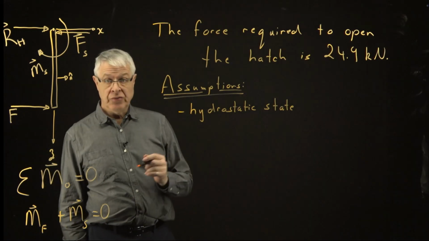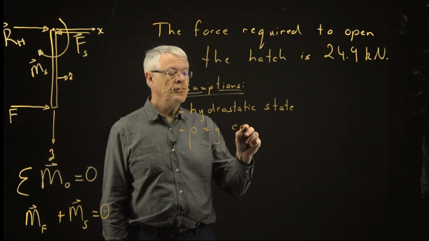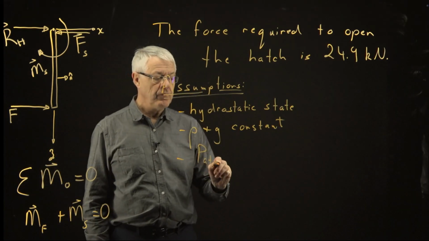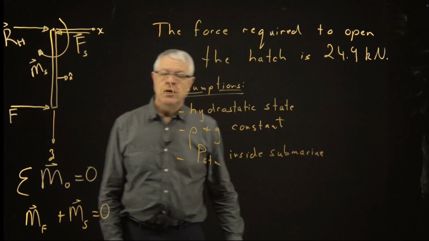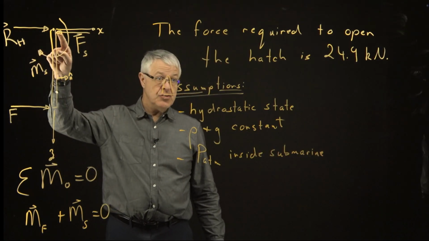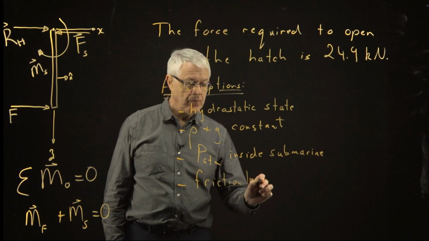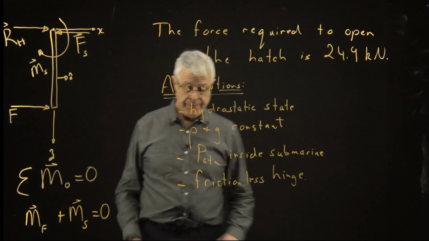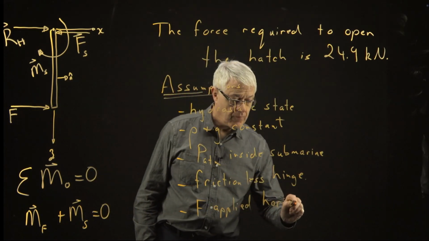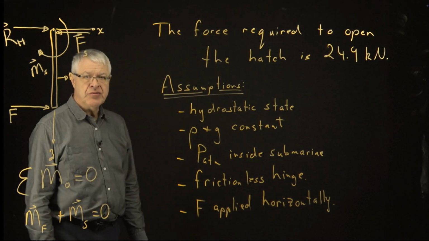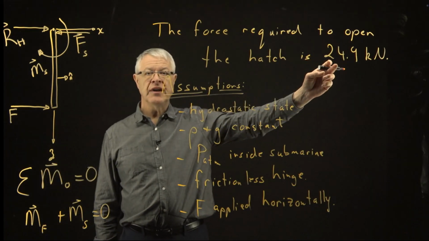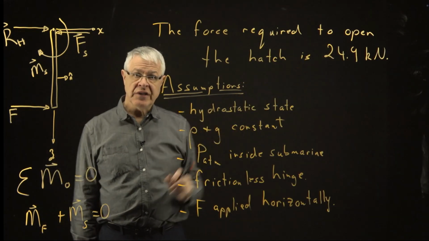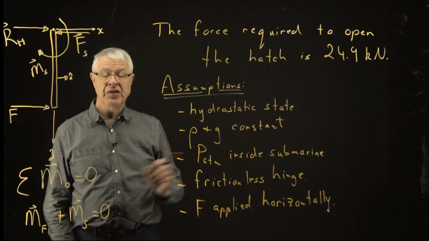When we integrated it, we assumed rho and g are constant. We also assumed there was atmospheric pressure inside of the submarine. When we did our sum of moments, remember we said this hinge was frictionless. And you also remember that we assumed that the sailor was going to push horizontally. So I believe those were the assumptions that we made along the way to come up with this 24.9 kilonewtons. So those assumptions, remember, are just as important as the number, because that number needs to be viewed or used in light of the assumptions that were made.